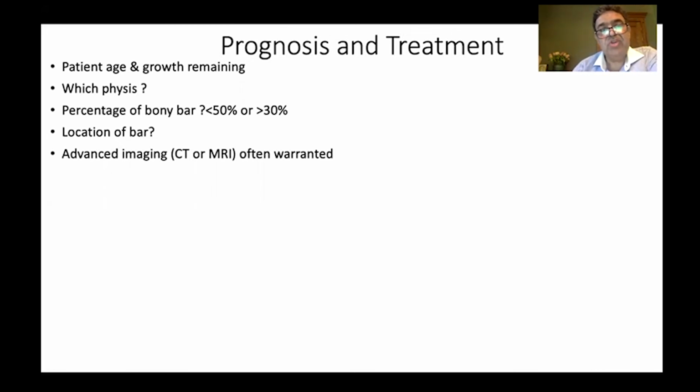First, the patient age and the growth remaining. If the patient age is just near skeletal maturity and the remaining growth time is less than 2 years, it doesn't matter. And also, which physis is affected. If it is the proximal femoral physis, the problem is so minor in comparison to the distal femoral physis, which is a very important physis. When you have a main growing physis like the distal femur or proximal tibia, the concern is so great. While if the injury is in the proximal femur, it's a problem, but not a great problem.